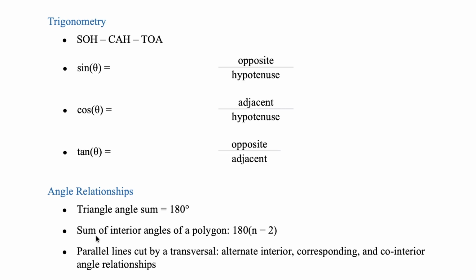And then one trick you need to know for finding the sum of all interior angles of a polygon is that it's equal to 180 times n minus 2, where n is the number of sides. So for example, a triangle is 180, so it's 180 times n, which is equal to 3 because there's 3 sides on a triangle, 3 minus 2, which is just 180 times 1, which is equal to 180.